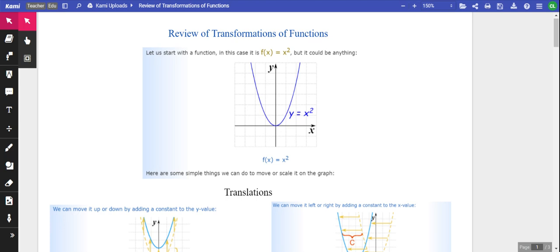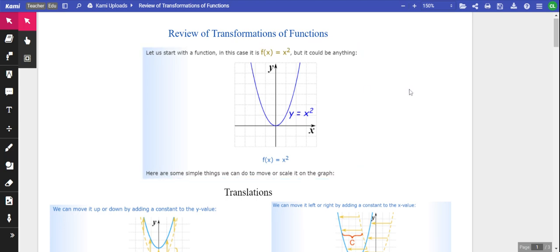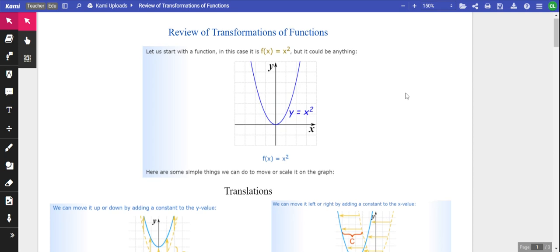done to it. So in this case, our parent function is going to be f of x equals x squared. So it gives us just this nice simple parabola to work with. But it could be a cube function, a trigonometric function, any function that has nothing done to it yet. And that's what we use as our parent function. So we have three basic types of transformations.